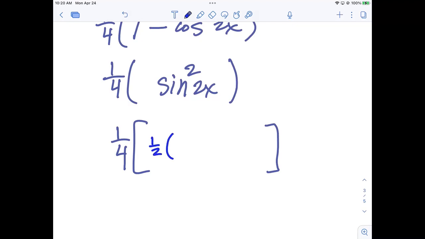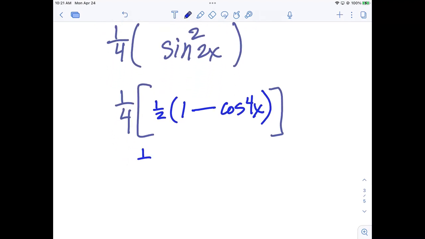1/2 times 1 minus cosine of what? What's the angle now? I half the power. Now I got to double the angle. The angle was 2x. Guess what it is now? 4x. Yeah. I got to double the angle. Half the power, double the angle.